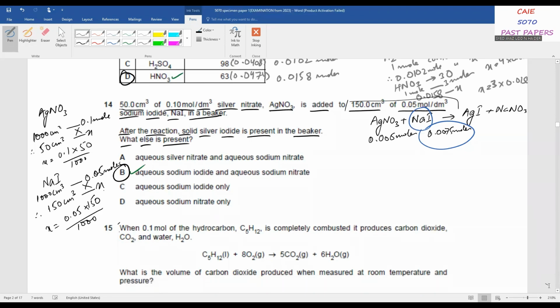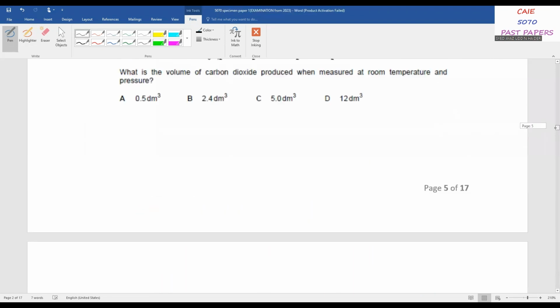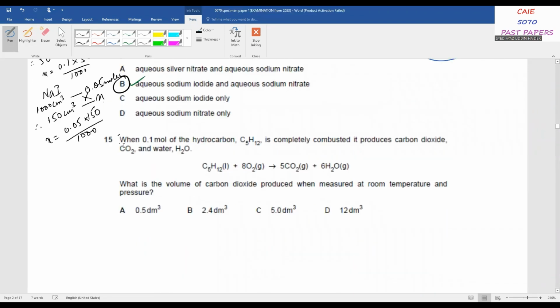15. When 0.1 mole of the hydrocarbon C5H12 is completely combusted, it produces carbon dioxide, CO2, and water, H2O. This is the reaction equation: C5H12 plus 8O2 gives 5CO2 plus 6H2O. What is the volume of carbon dioxide produced when measured at room temperature and pressure?